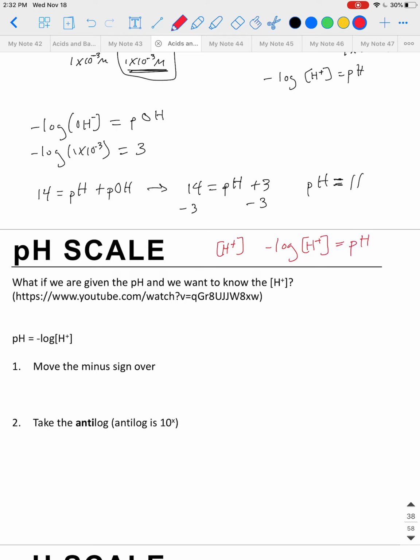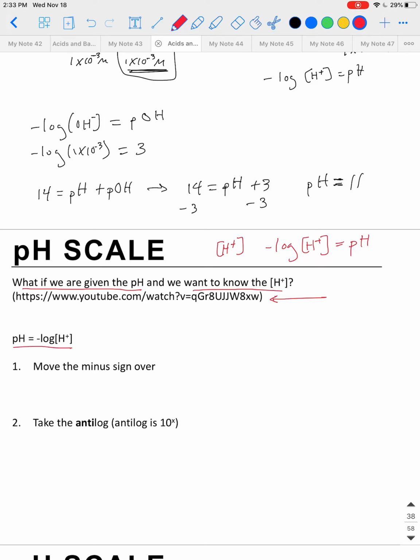But I'm going to ask this question. What if we are given pH and we want to know the concentration of H+? Essentially, how do we work backwards? And this right here is a link to a YouTube video that walks you through this step by step. I think it's very helpful. I try to provide resources like that every so often, so watch that if what I explain here just doesn't click with you. Hearing it in a video like that, it's real quick, a couple minutes, may help.